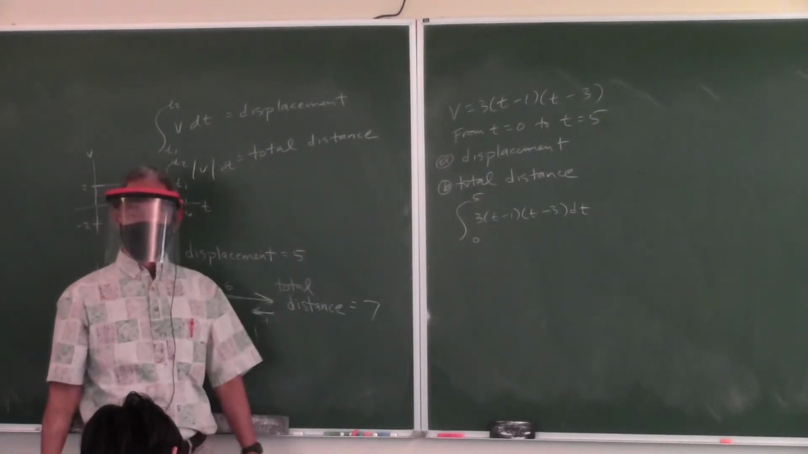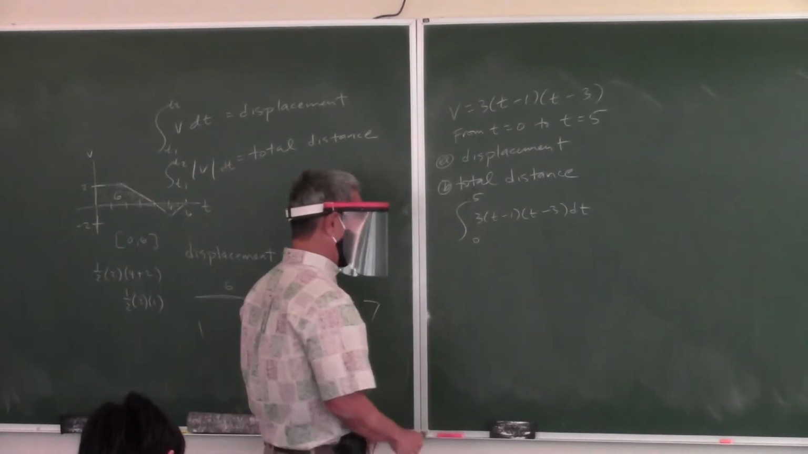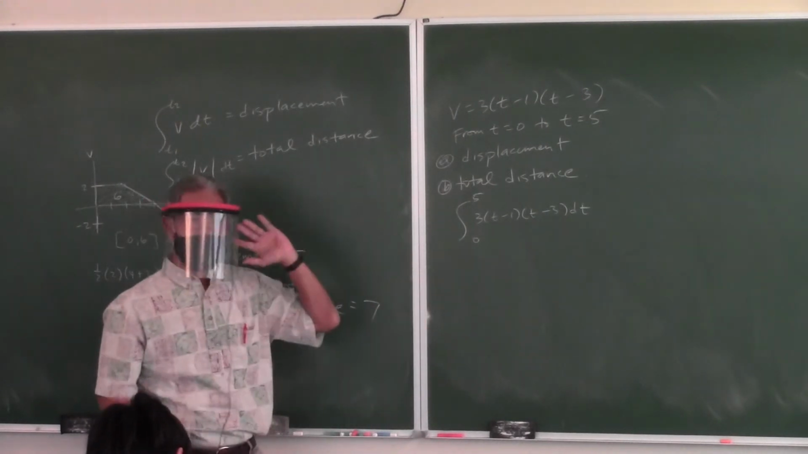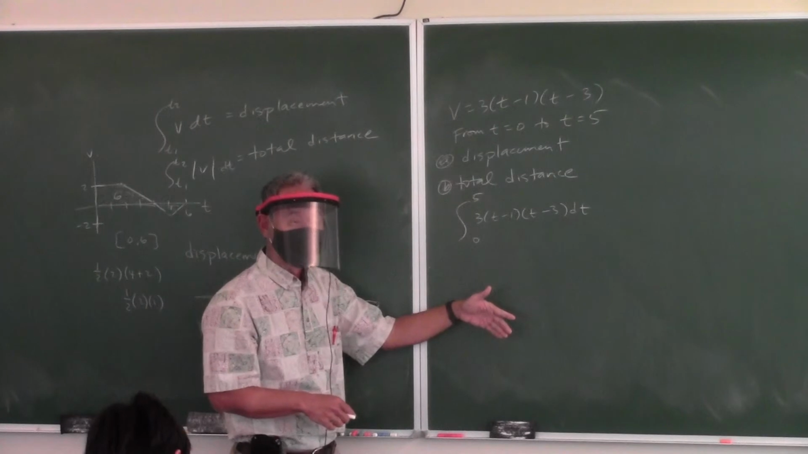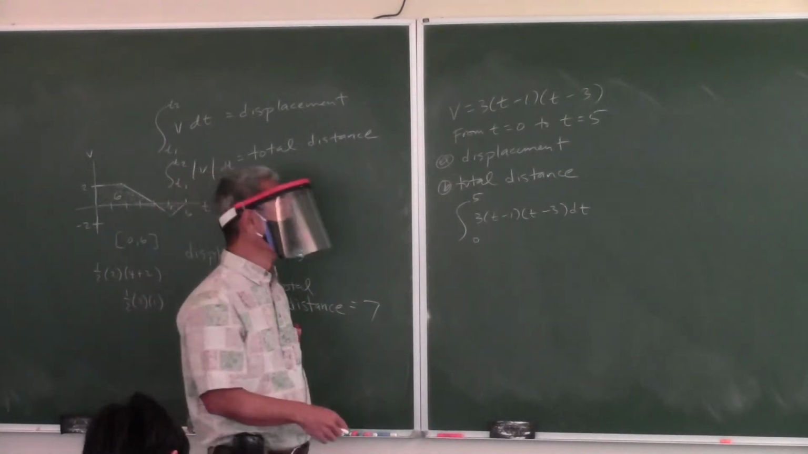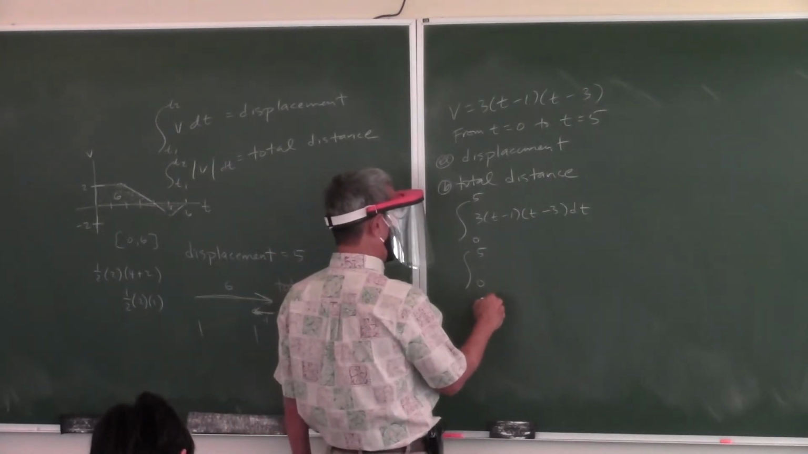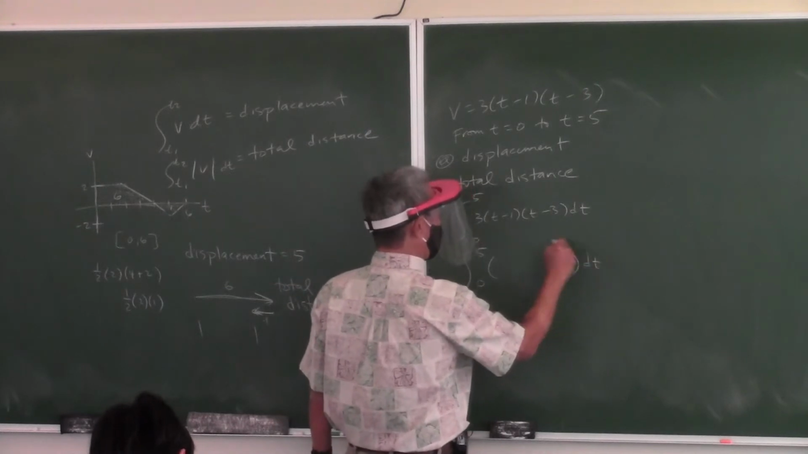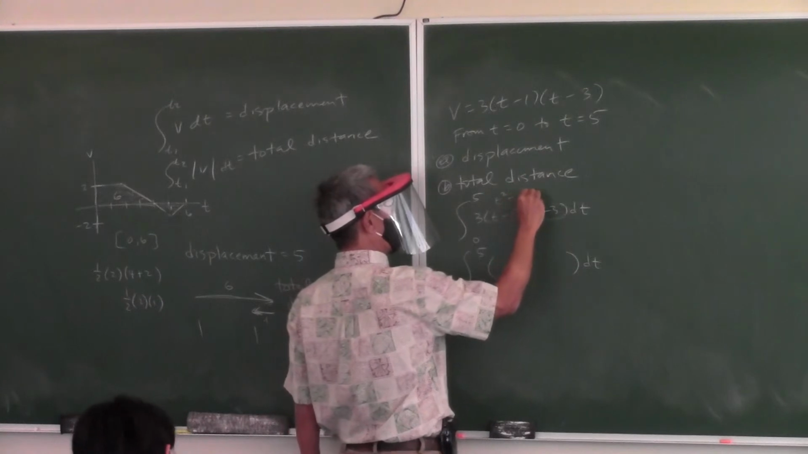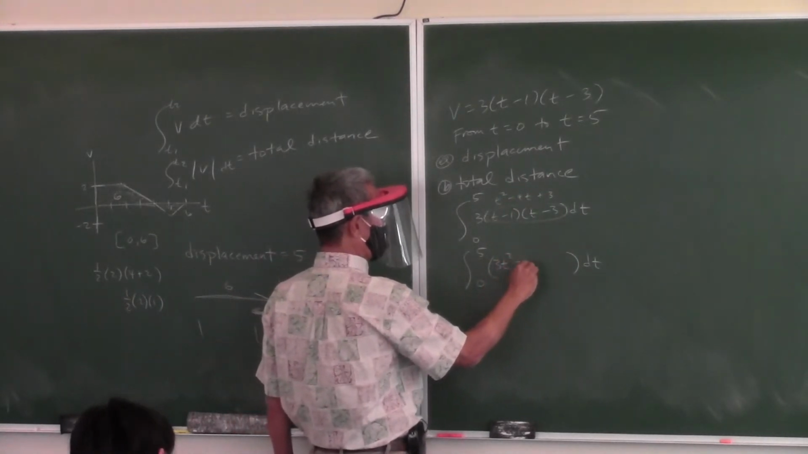Okay, now how do I do this integral? You guys should be experts at this. Yes, multiply it out. Now, should I put the 3 on the outside or keep it in there? Keep it in. How come? If you multiply these two, you're going to get t squared minus 4t plus 3, right? When you distribute the 3, you're going to get this.